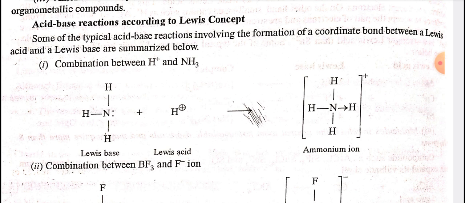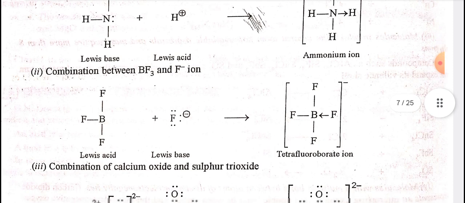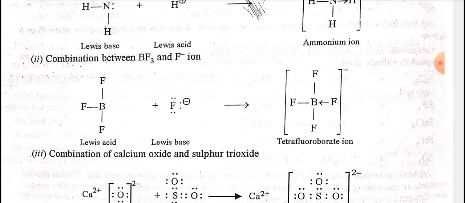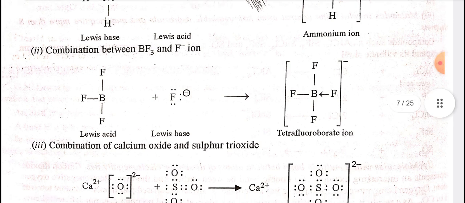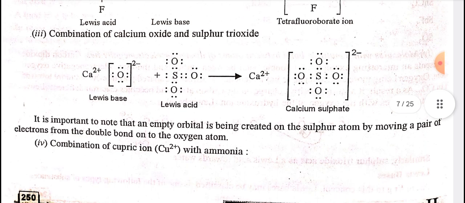Acid-base reactions according to the Lewis concept. Some of the typical acid-base reactions involving the formation of a coordinate bond between a Lewis acid and a Lewis base are summarized. Like the combination between H plus and ammonia, as you can see, combination between BF3 and F negative to form tetrafluoroborate, and combination of calcium oxide and sulfur trioxide to give calcium sulfate.